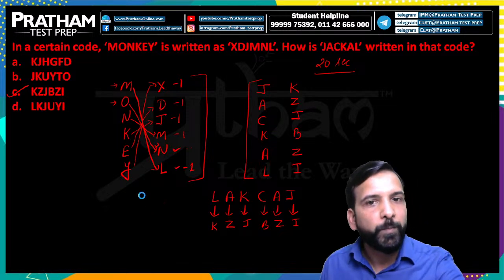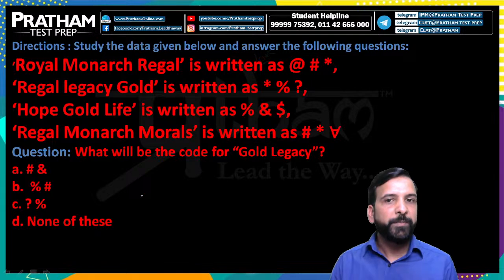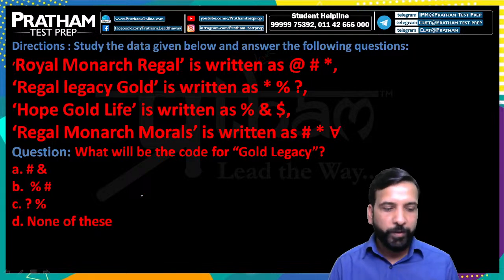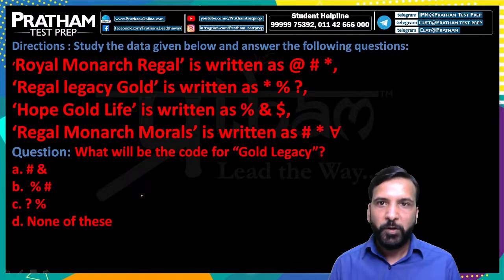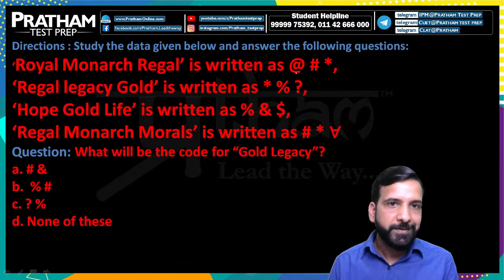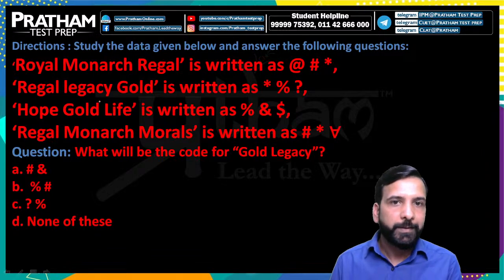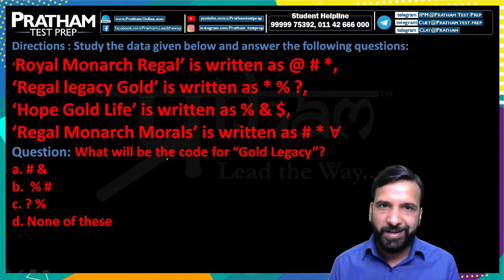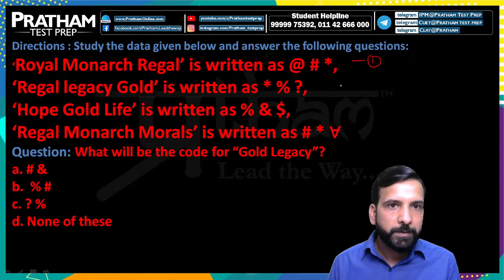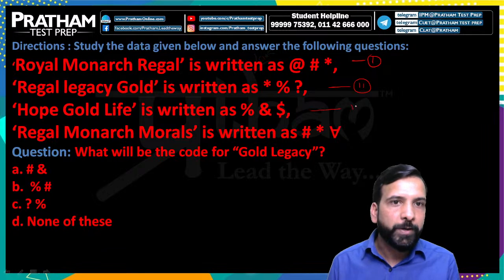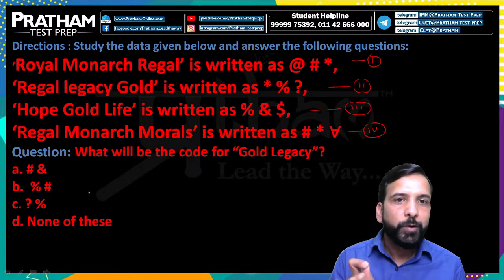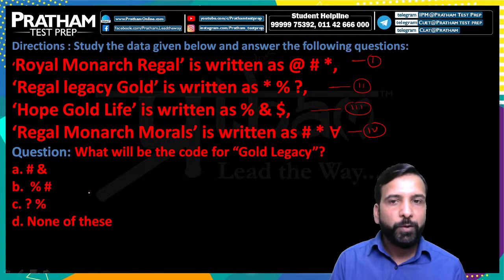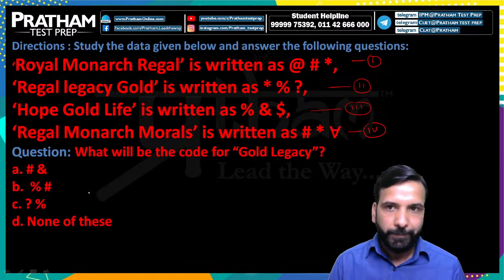So here we have one more question, and this is again a very common pattern for your exam, right? From coding and decoding. It says study the data given below and answer the following questions. Royal Monarch Regal is written as @# *. Then we have 4 codes given. Code number 1, this is code number 2, this is code number 3, and code number 4. Now the question says, what will be the code for gold legacy? Right. We are looking for the code for the word gold legacy.